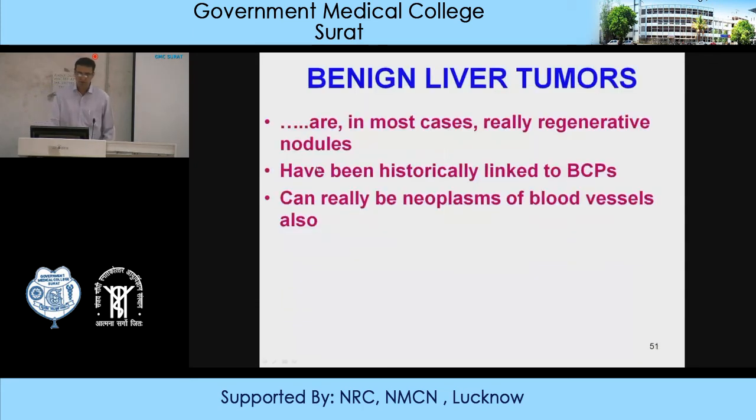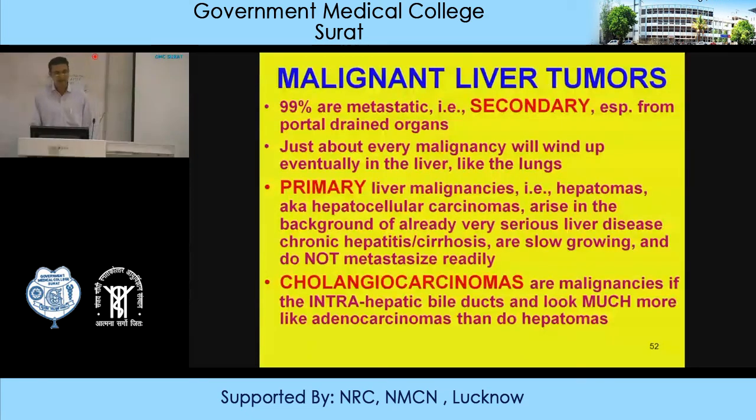Now, benign liver tumors are in most cases really regenerative nodules, and can also be neoplasms of blood vessels. And of malignant liver tumors, 99% are metastatic or secondary, especially from portal drained organs. Just about every malignancy will wind up eventually in the liver, like the lungs.